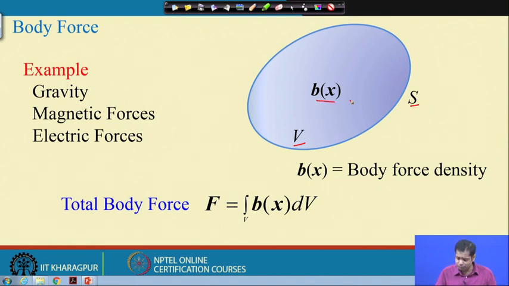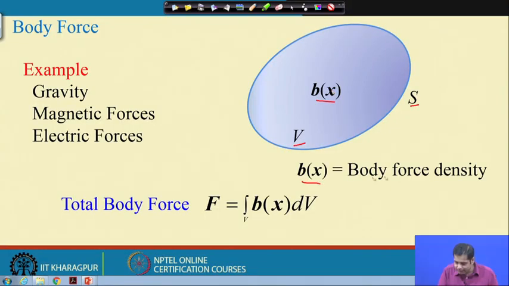It could be density, or the body force density for magnetic fields or electric forces. So it depends on which kind of analysis you are doing; depending on that, Bx will be different. If Bx is the density of the body force, then it has to be integrated over the entire volume to get the total body force on the system. In this course we will possibly only be dealing with the body force due to gravity, the self weight of any object.